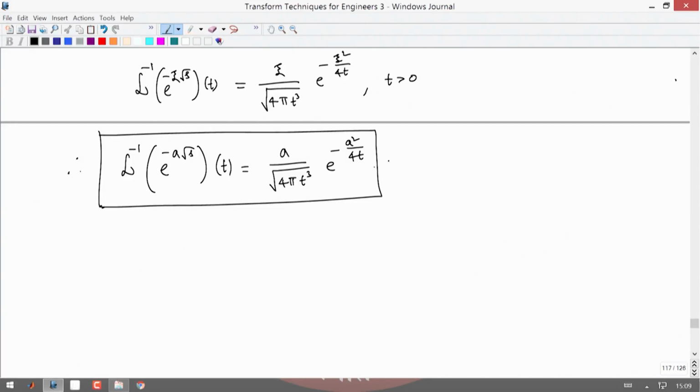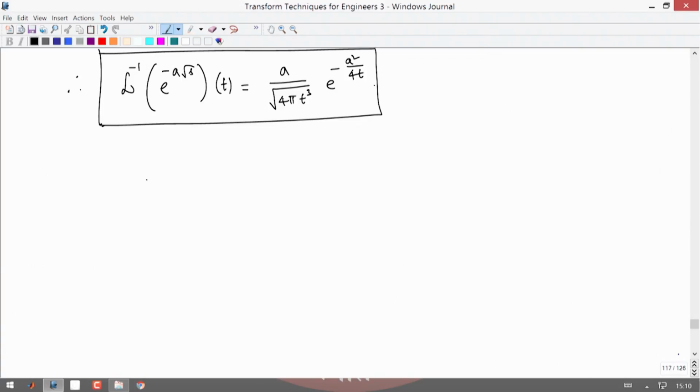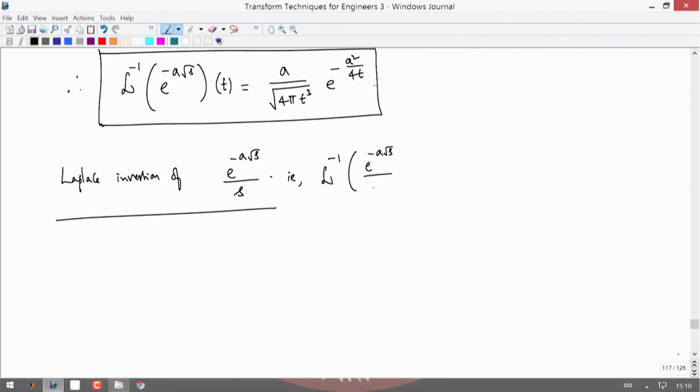So, not only that you need this, you can also get this from the Laplace transform table, inverse transform of e power minus a root s. From this you can also derive 2 more related functions. For example, if you look for the Laplace inversion of e power minus a root s over s. Okay, if you want this, that is L inverse of e power minus a root s by s as a function of t. So, what is this one?